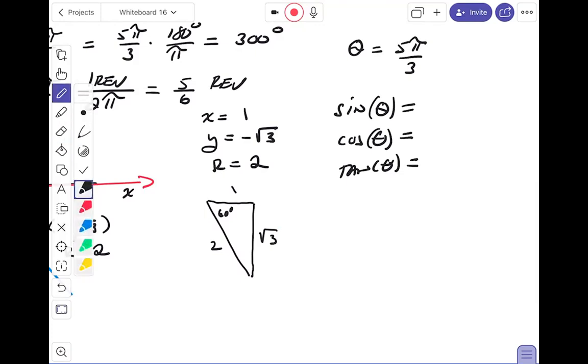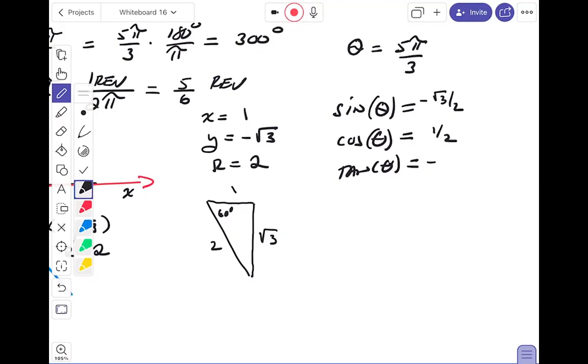All right, sine of theta, looking at these letters, by the way, is going to be y over r, which is minus root 3 over 2. The cosine of theta is going to be x over r, which is 1/2. The tan of theta is going to be y over x, which is going to be minus root 3.